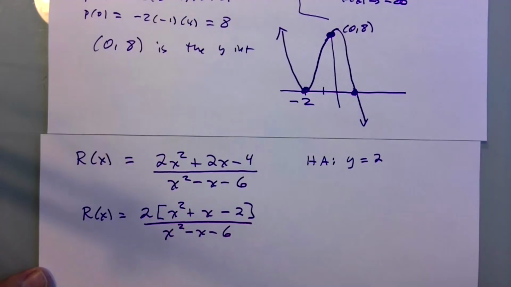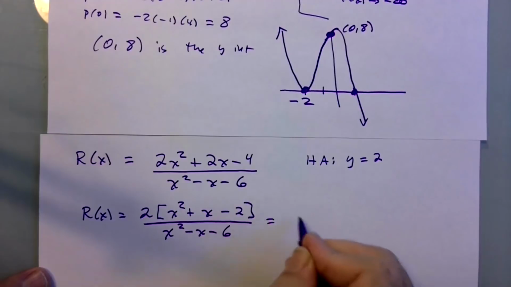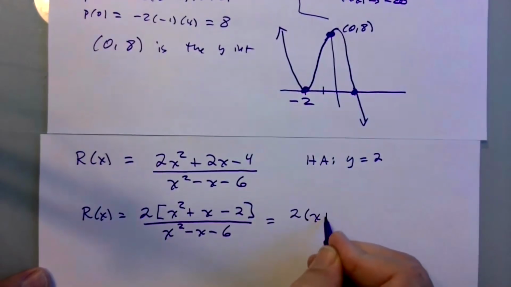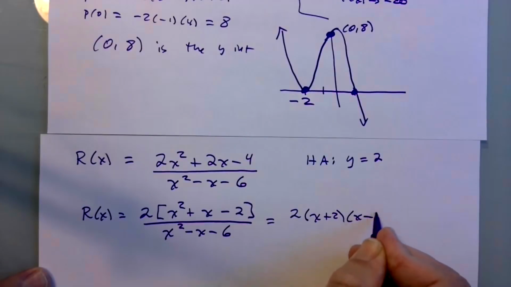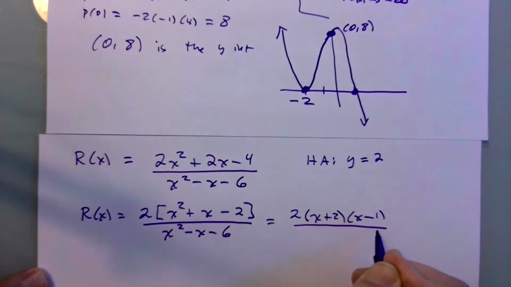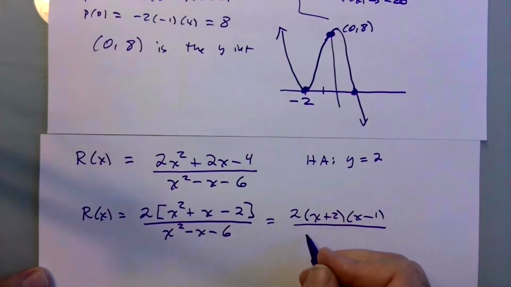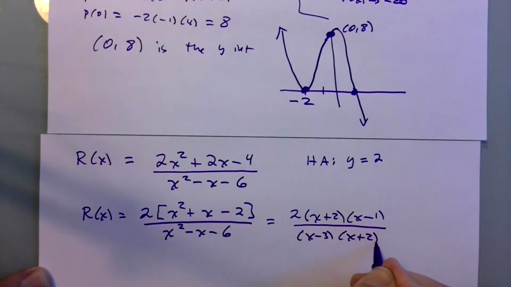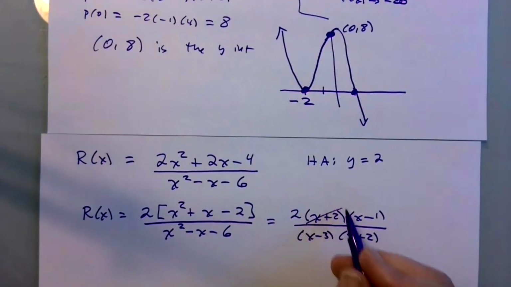Can those factor? I think so. How about 2 times x plus 2 times x minus 1? And downstairs I will have x minus 3 times x plus 2. At this point you will notice that we have an x plus 2 upstairs and downstairs.